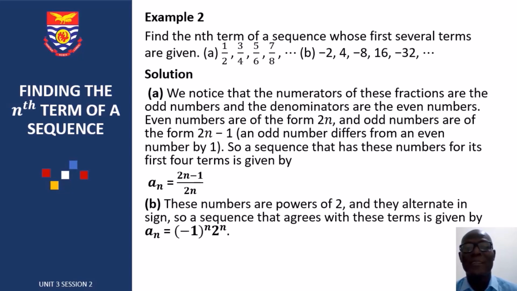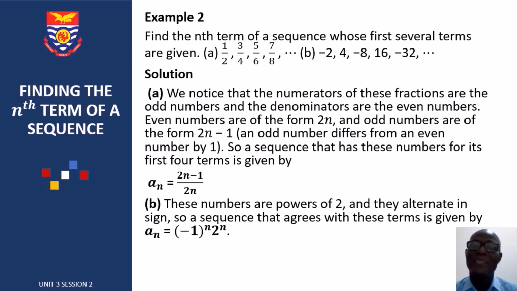Now, observing the numbers in the denominators, we realize that they are all even numbers. And even numbers should be 2 times any number. So if the numbers are assumed to be n, then the terms in the denominator should be given by 2n. Hence, the general term, the nth term, a subscript n, is equal to 2n minus 1 all over 2n.